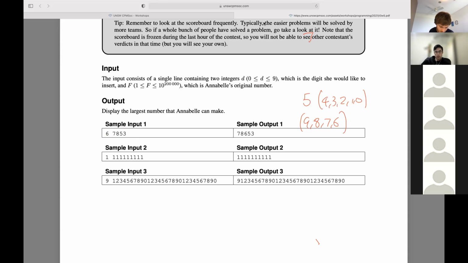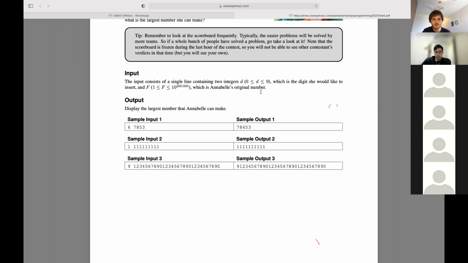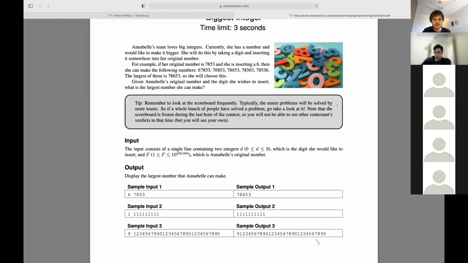In the second case, we put the 1 anywhere at the end. And in this case here, the first number, the 1, is smaller than 9, so we don't put the 1 before the 9 at the start. So that's this problem, and it's certainly one of the easier problems in the contest. Generally, the divisional round will have quite a few easier problems, like this one here, which isn't too bad.